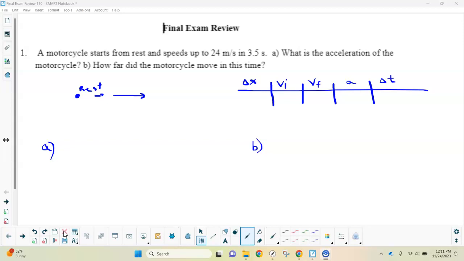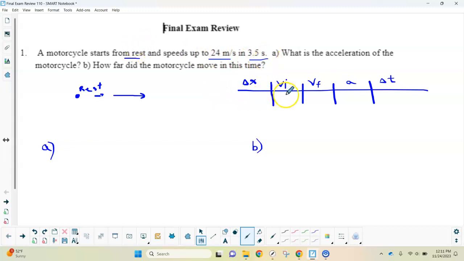So in this first one, we have a motorcycle. It starts from rest and speeds up to 24 meters per second in 3.5 seconds. So I drew the dot to represent the motorcycle. It's starting at rest, and then it's speeding up, so the arrows are getting bigger. So rest, 24 meters per second, 3.5, those are all important things.